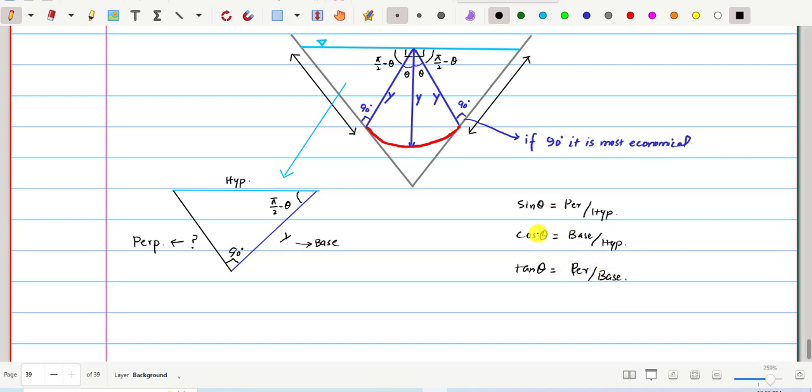So from these trigonometric ratios, what are we going to use to find this? We already have the base, and we need to find the perpendicular, and we have the angle. So perpendicular upon base is tan theta. We will use this trigonometric ratio to find the value. So here tan theta is equal to perpendicular, we need to find it. Let's call it x. So x upon base, and base is our y in this case. So tan of our theta, which is pi by 2 minus theta, is equal to x by y.